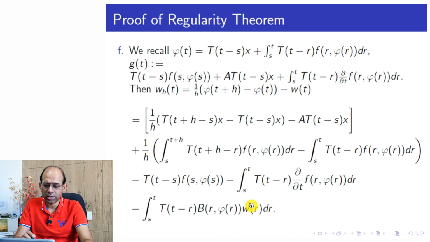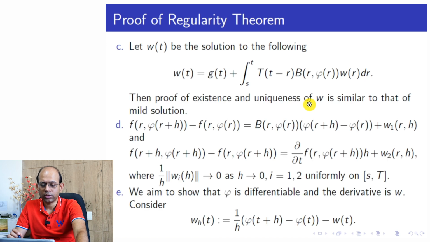So these three terms we write down now. First, the first term: minus capital T(t-s) f(s, phi(s)), and then this term, minus the integral from s to t of capital T(t-r) del_t f(r, phi(r)) dr, and then W, since W involves an integral equation, this whole thing.